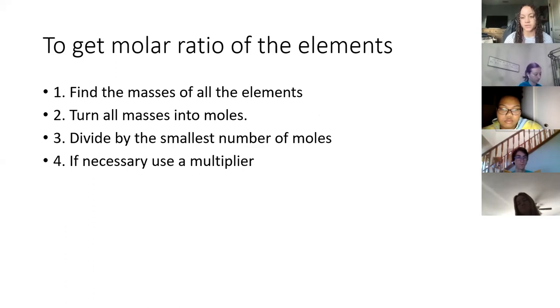Multiplying by 6.02 times 10 to the... Nope, what that will do is give me atoms. I don't want atoms, I want moles. Molar ratio? No, I'm trying to find the molar ratio. Divide by molecular weight. I'm going to divide by the atomic weight.